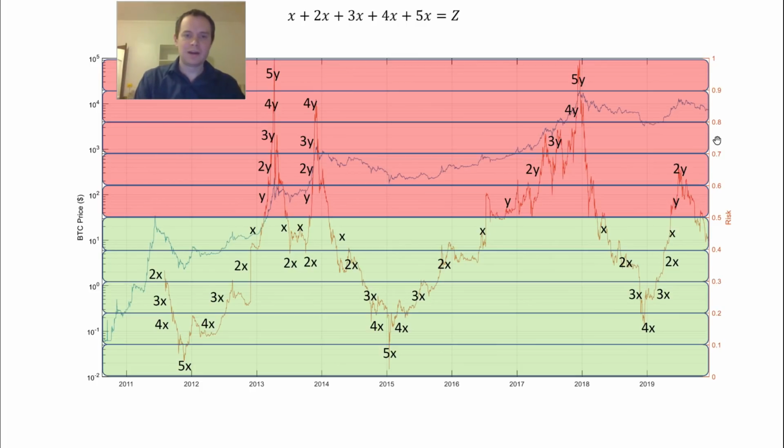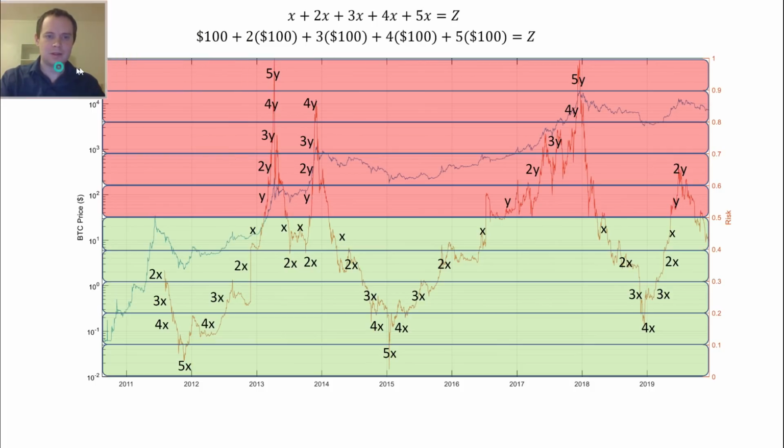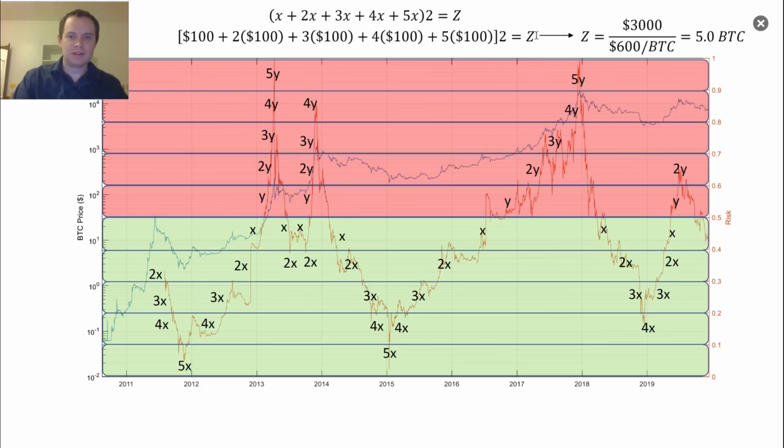So if we have X, and we say to get an idea of what you'd be putting in, if you chose X here to be a certain amount, how much would it total if we went through an entire cycle like we've done in the past? So if we had, say, X plus 2X plus 3X plus 4X plus 5X equals Z, and we step through that, you can see that we would have $100 plus 2 times 100 plus 3 times 100 plus 4, and so on and so forth. And then if we continue on, we would need to multiply it by 2.